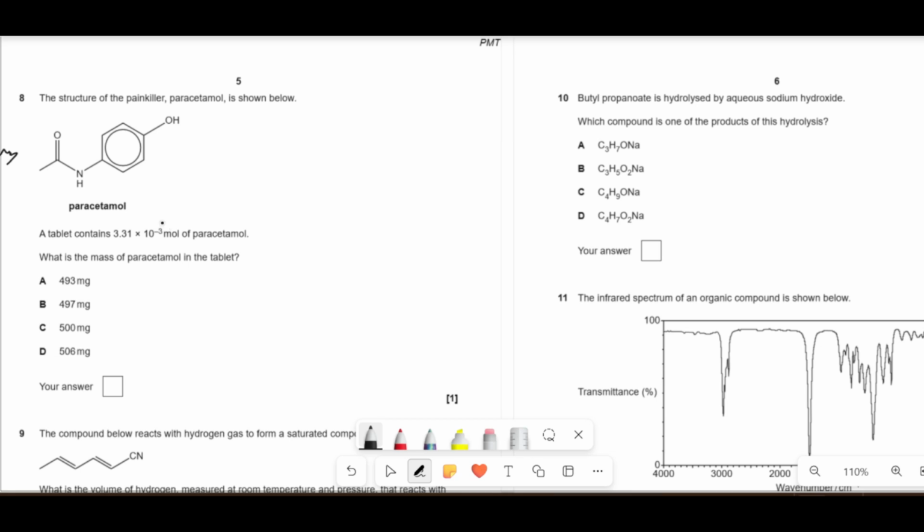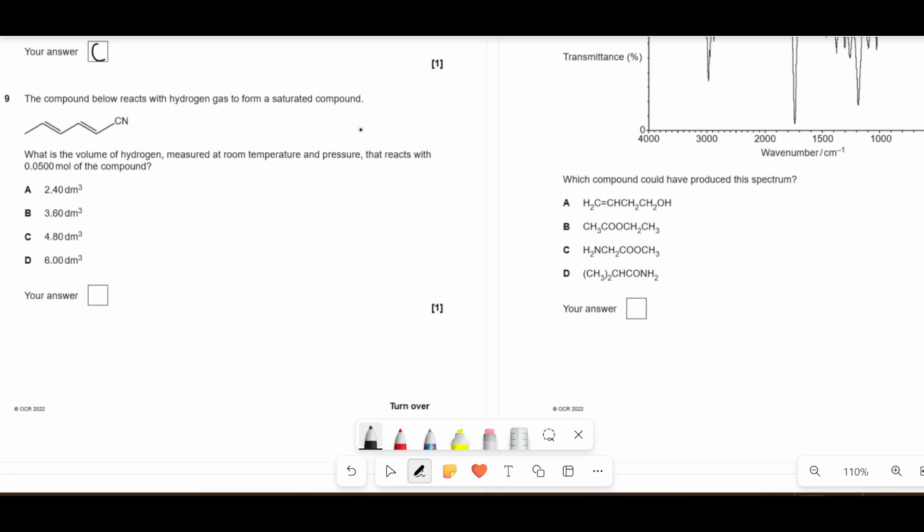So the structure of the painkiller is shown below, a tablet contains this many moles. So it's going to be mass equals moles times MR, so we're going to need to work out its MR. We've got a 12 here and 3 hydrogens, so 12 plus 3. We've got a C double bond O, so it's going to be 12 plus 16, plus then the nitrogen's 14 plus 1, and then we've got 6 carbons in that benzene ring, plus then 1, 2, 3, 4 hydrogens, because the other ones have been swapped, so that's plus 4, and then plus 16 for the O, and then 1 for the H. So the MR is 151. So we do 3.31 times 10 to the minus 3 times your answer, you get 0.4998 grams, which is roughly 0.5 grams, and if we times that by 1,000 to get milligrams, we get C.